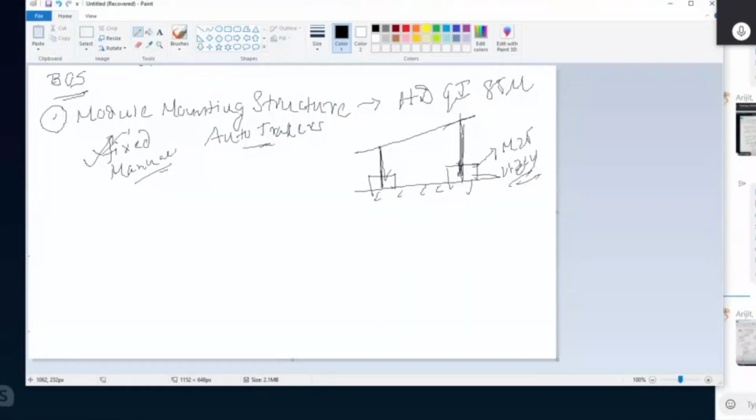Whenever there is a thunderstorm, there are various news reports that the structure has flown off. This causes not only damage, obviously it's an economical loss for the people who have already installed it, and even if the structure is flying, it can hit anyone on the roads and cause damage. Okay, so this is the module mounting structure.